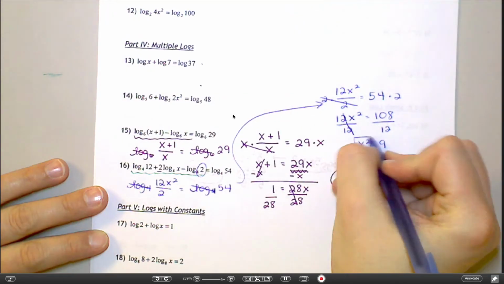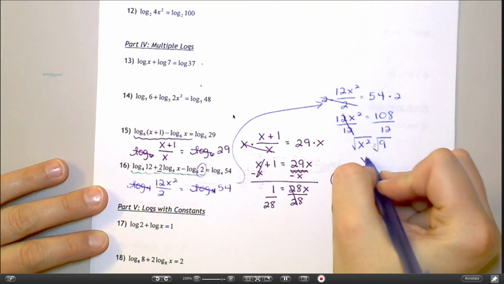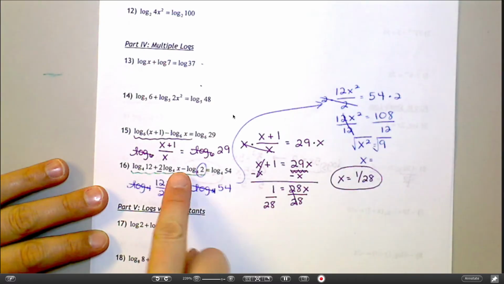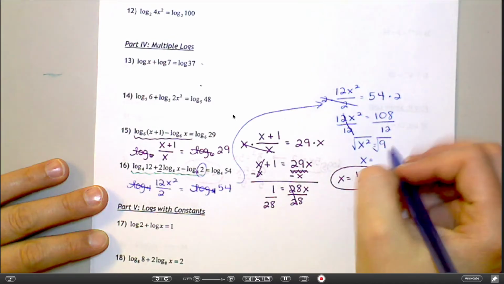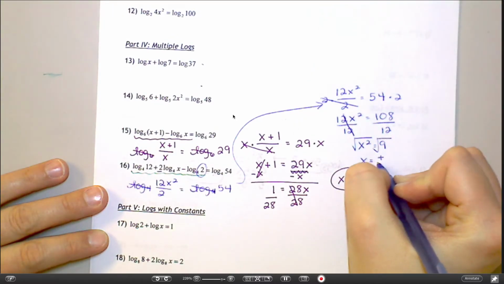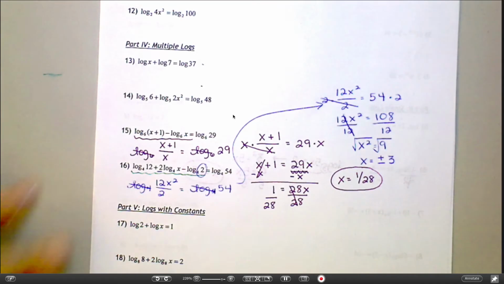Square root it. Yep. So x equals, now this x was not a base of a log. It was just a number here. So we can say plus or minus 3. It could be either one of those. Remember, when you take a square root, you get 2 answers.